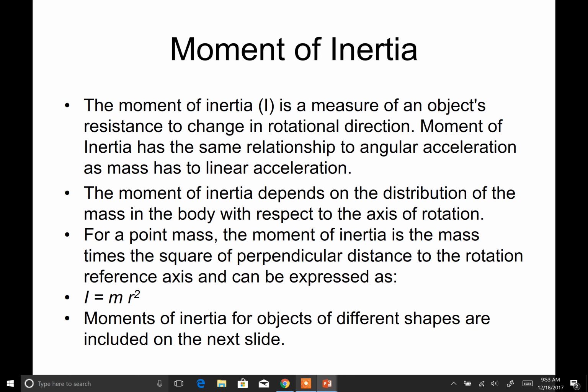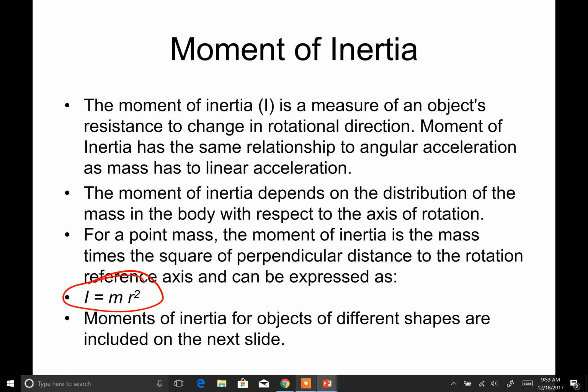Now, we already mentioned the moment of inertia, but remember the moment of inertia, capital I, is a measure of an object's resistance to change in a rotational direction. The moment of inertia has the same relationship to angular acceleration as mass does to linear acceleration. More moment of inertia means it's harder to accelerate an object. The moment of inertia depends on the distribution of the mass in the body with respect to its axis of rotation. For a point mass, the moment of inertia is the mass times the square of the perpendicular distance to the rotation reference axis and can be expressed as I equals mr squared.